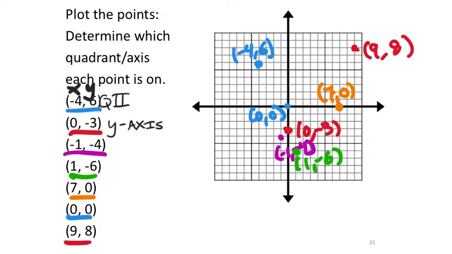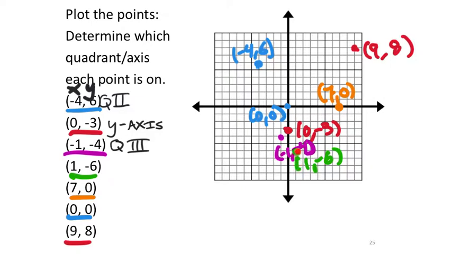You'll have to do this on the assignment, by the way. (-1, -4), it's really close to the y-axis. It's just not directly on it, which means it is in a quadrant. And that would be quadrant 3, so Q3. You're welcome to write the word quadrant, by the way, but I'm not going to.